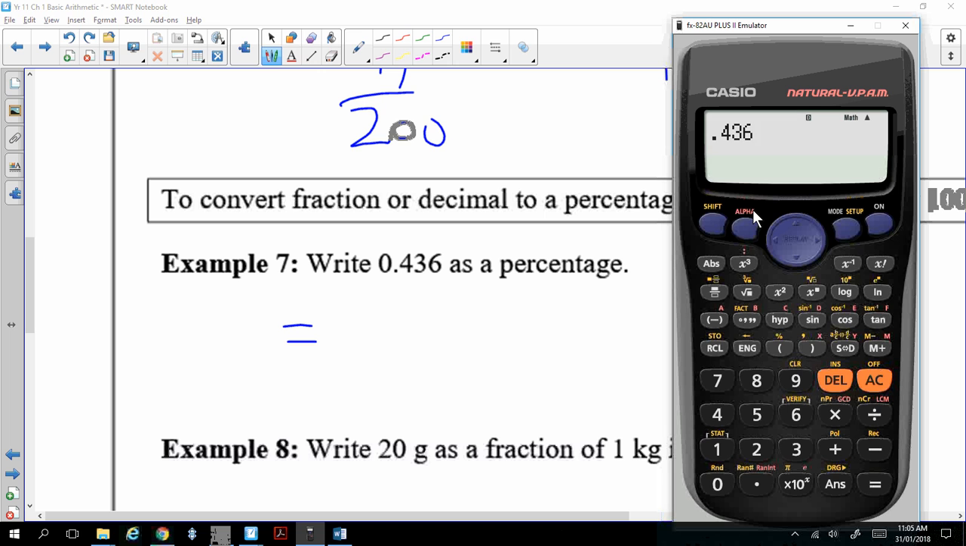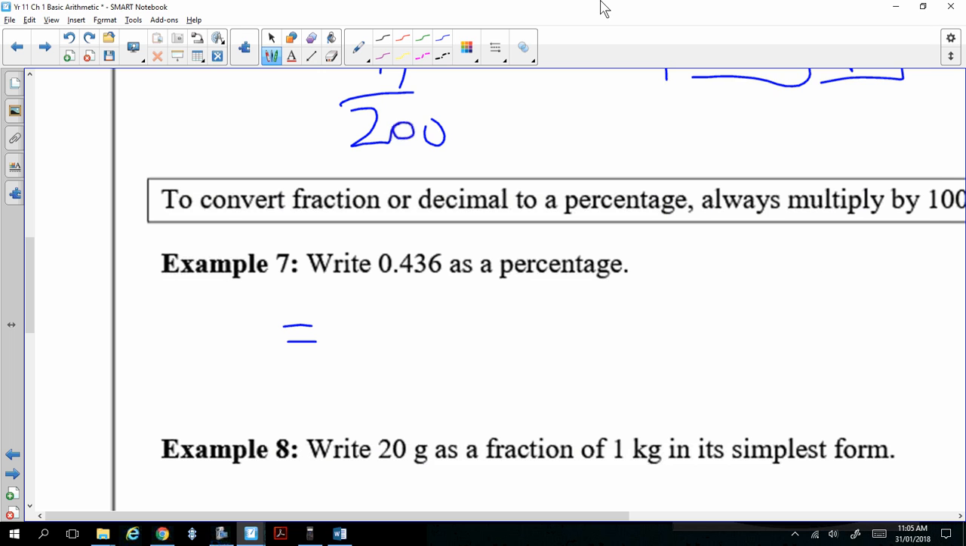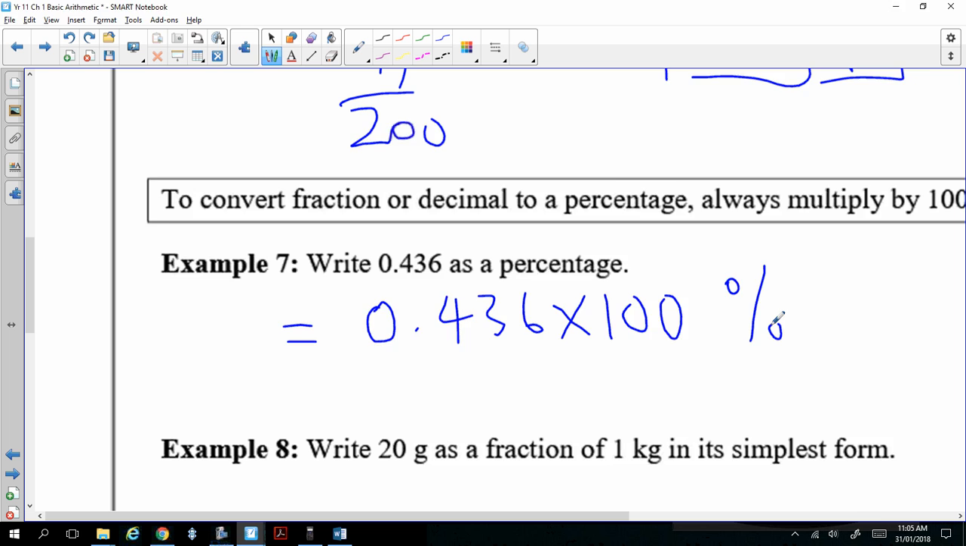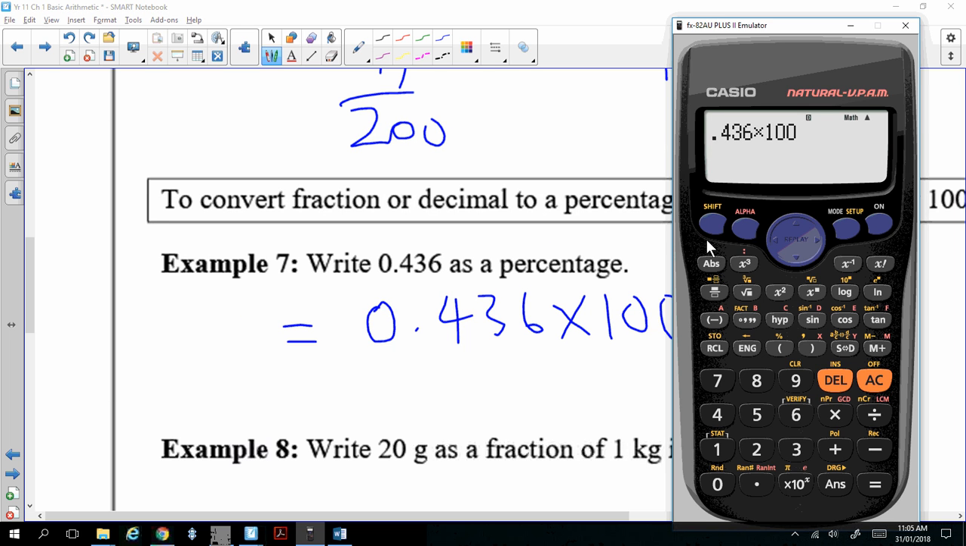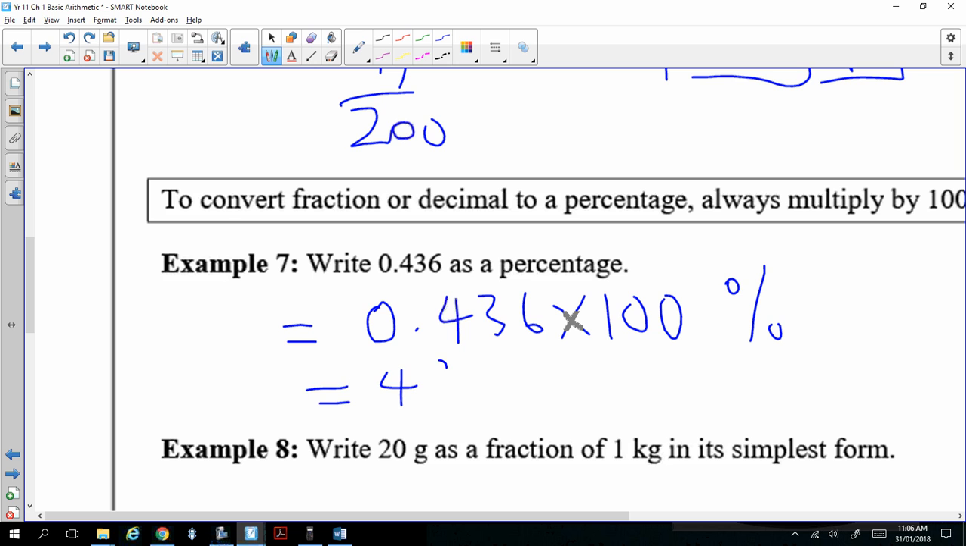Now times 100. 43.6. So right, 43.6. Actually, I need to show working. Okay, so right, 0.436 times 100. So that we know. But put a percentage sign at the end. But do not put percentage sign when you do it, because all it does is timesing by 1, isn't it? Right. So do not put the percentage sign, times by 100, you get 43.6. All right, 43.6%. Right, easy.